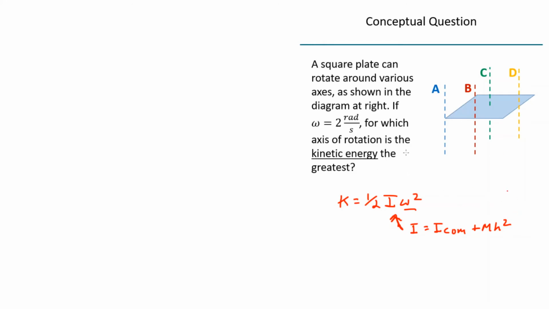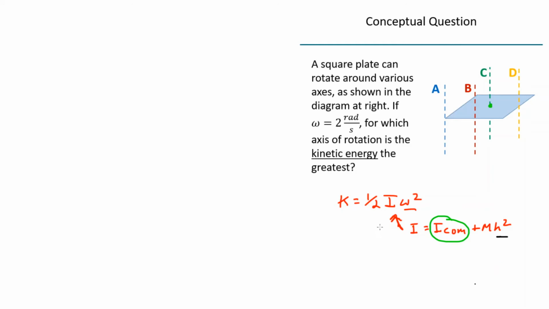Okay, well, we can eliminate C right away because H is 0 for C. C is the center of mass. C does pass through the center of mass. So the moment of inertia for C is just I_COM. So really the question is, which of these axes has the greatest H?